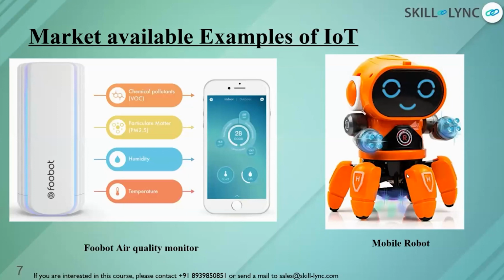And you have an app embedded with this mobile robot, where when you are in the office, you can just click and say take a photo of my child. It will take a real-time picture and send it back to you. It has wheels, tracks and legs, where it can do a few minimal functions in combination with software like AI. So it moves around the environment and does certain functionalities as well. So these are market available examples of IoT.